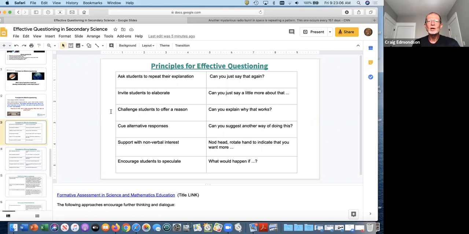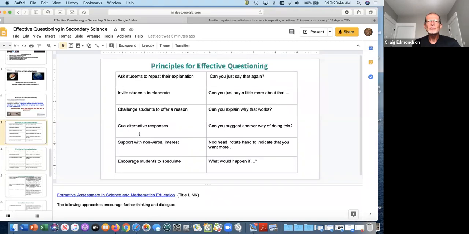Challenge students to offer a reason. What does that remind you of? Yes, claims, evidence, and reasoning. What's the reason for that? What's your evidence for that? Can you explain why that works? Okay, that would be a good way to stress that question, so they are explaining in detail. Remember, the purpose of effective questioning is to identify prior knowledge and increase the reasoning ability and student understanding through your questioning. So ask for more details in their answers.